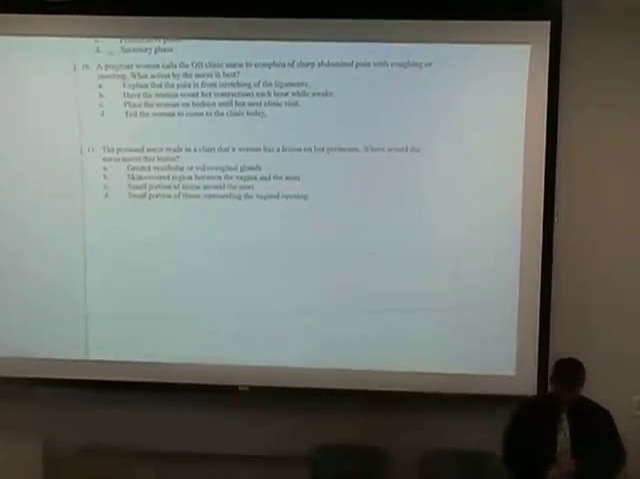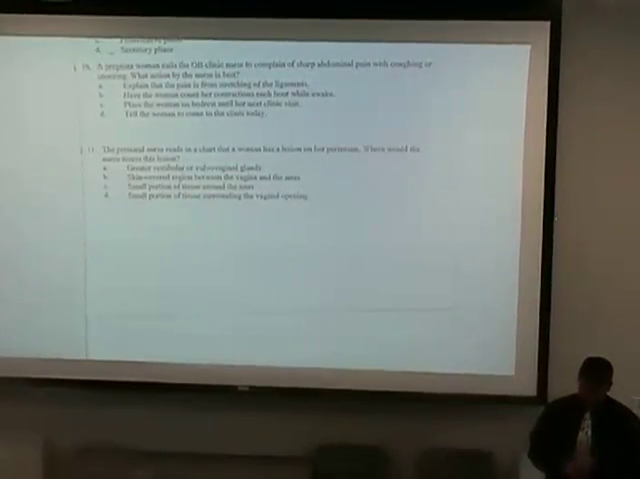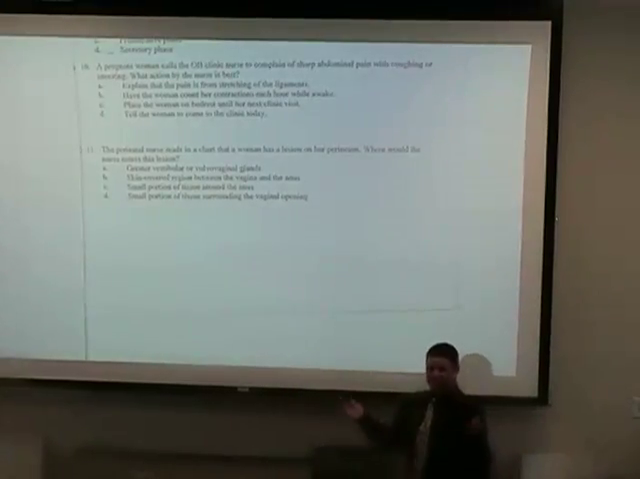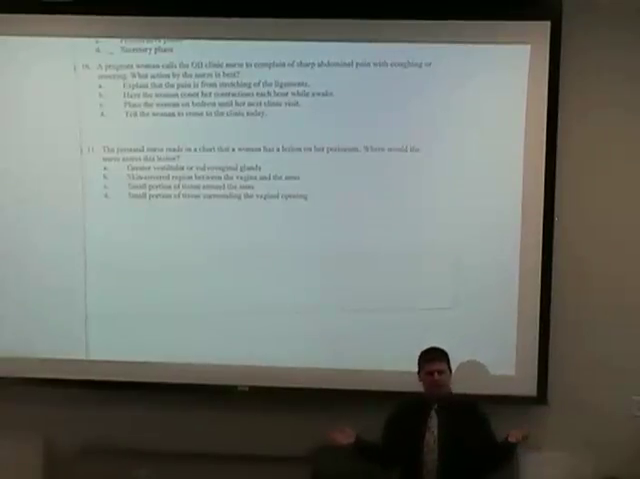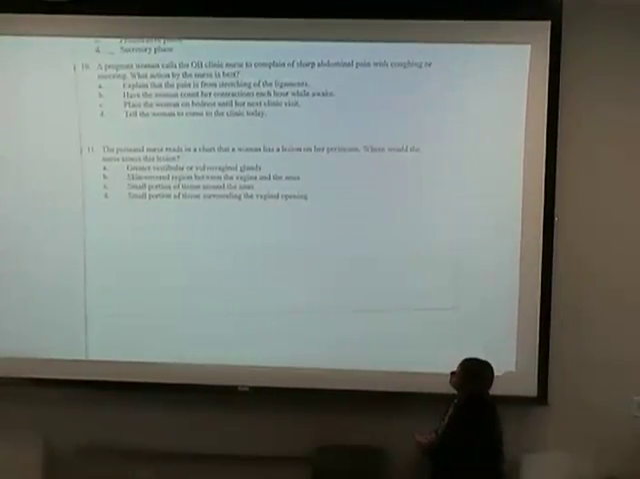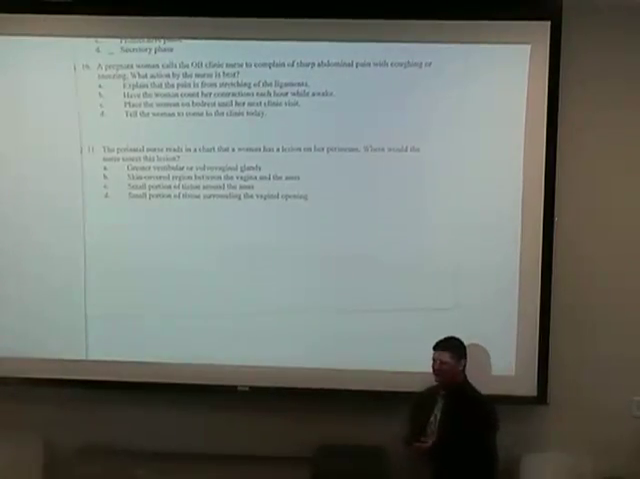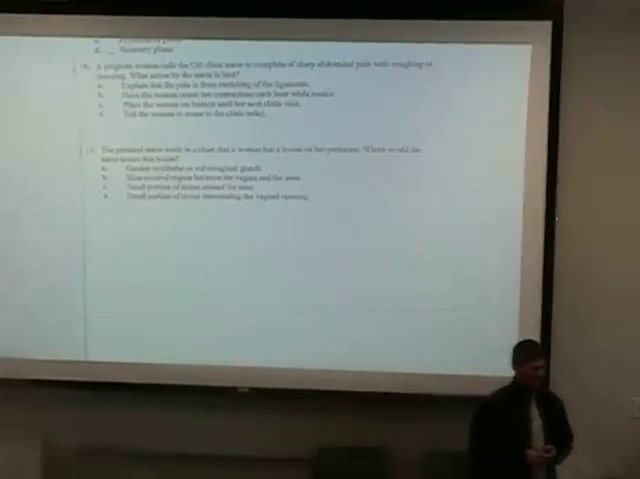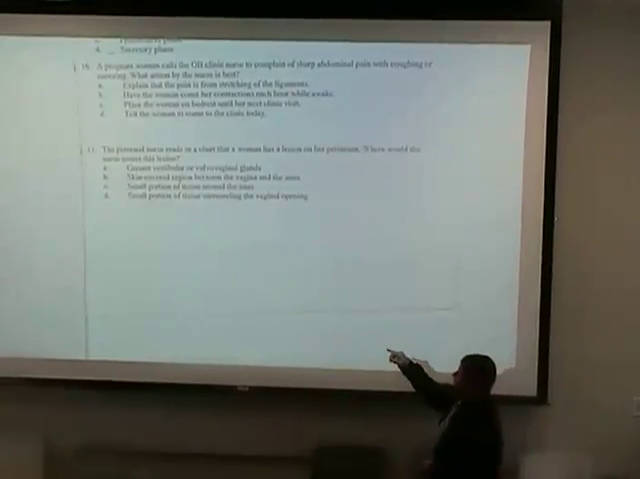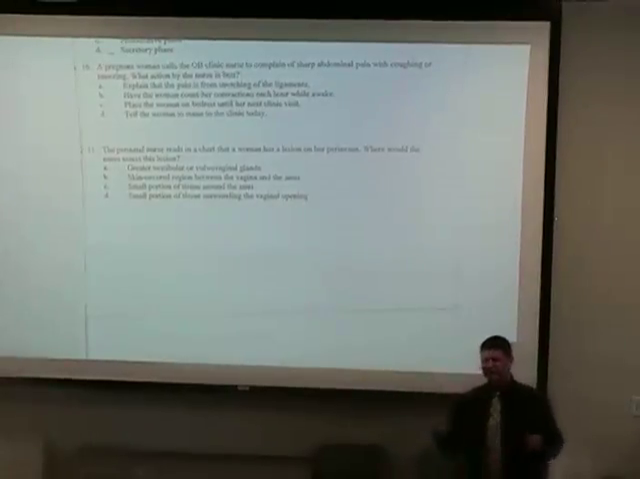The perinatal nurse reads in a chart that a woman has a lesion on her perineum. Where would the nurse assess this lesion? What this is asking is where is the perineum, right? So where is the perineum? In between, in the holes. The taint. That's right. Taint the vagina, taint the anus. It's something in between, right? In between the holes. So that is the skin-covered region between the vagina and the anus.